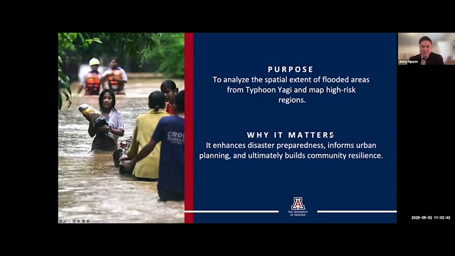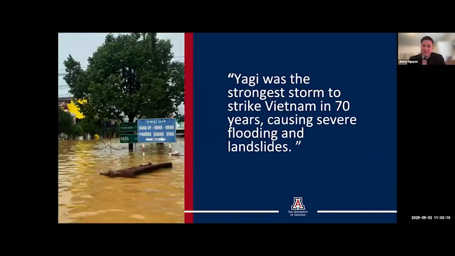So the project's purpose is to understand the spatial extent of flooded areas caused by Typhoon Yagi. And it's also to identify the high-risk flood areas, to focus disaster mitigation and recovery efforts. Why it matters? Well, hopefully this can be used to enhance disaster preparedness, inform urban planning, and ultimately build community resilience. More about Typhoon Yagi.